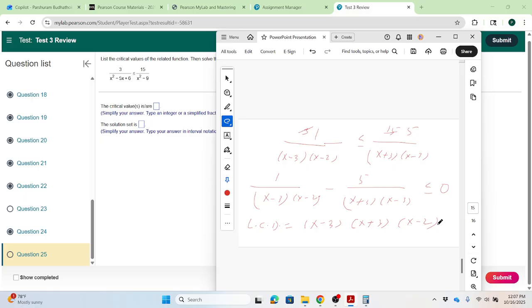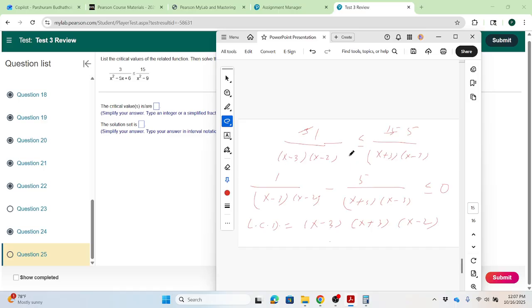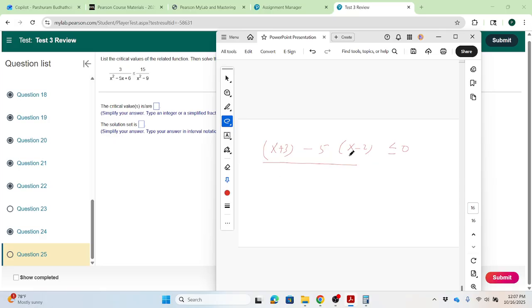The leftover would be 5 times x minus 2. So that's 5 times x minus 2. Make sense? Because both of them have the same LCD, that means it's x minus 2, x plus 3, and x minus 3. So if you simplify on the top, that would be x plus 3 minus 5x plus 10 divided by x minus 2, x plus 3, x minus 3, less than or equal to 0.